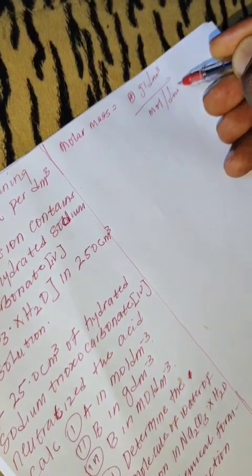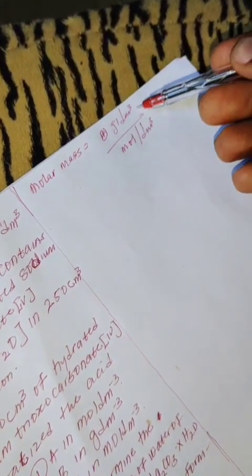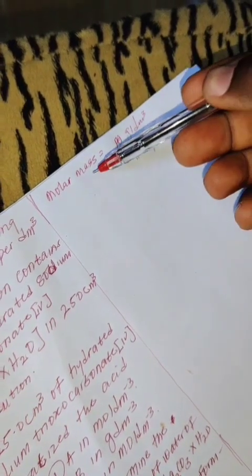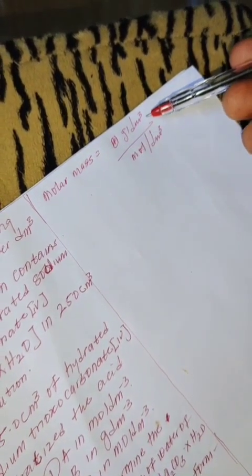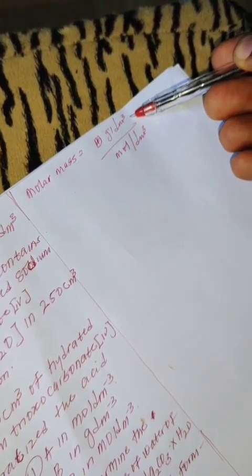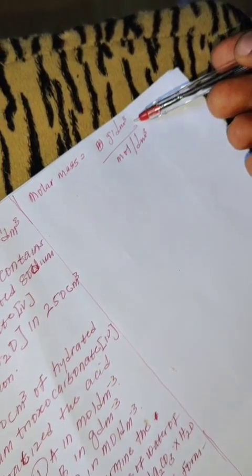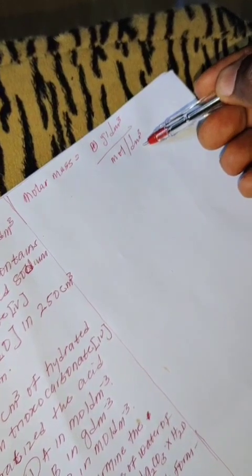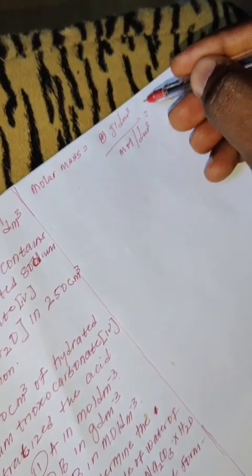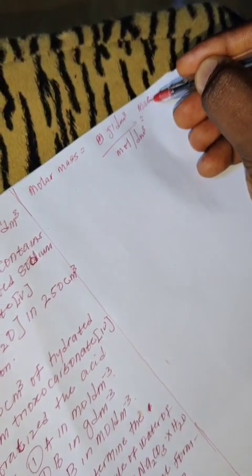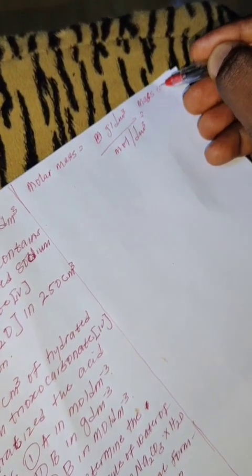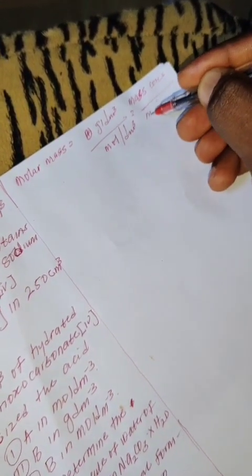Now, what I mean by gram per dm³ and mole per dm³ is that molecular mass is the ratio between the concentration in gram per dm³ and the concentration in mole per dm³. That is the mass concentration over the molar concentration. So we can take this to become mass conc over the molar conc.